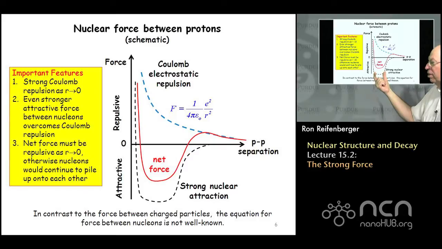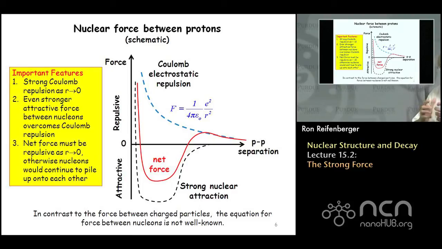This strong nuclear attractive force has to be added to the Coulomb electrostatic repulsive force to get the net force. And the net force is going to then look something like as shown by the solid red curve here. When the two protons are far apart from one another, they feel this Coulomb repulsive force. But as you force those protons closer and closer to one another, this strong nuclear attraction takes over and overcomes the repulsive electrostatic force and produces a net force that binds the nucleus and actually causes the nucleus to exist.